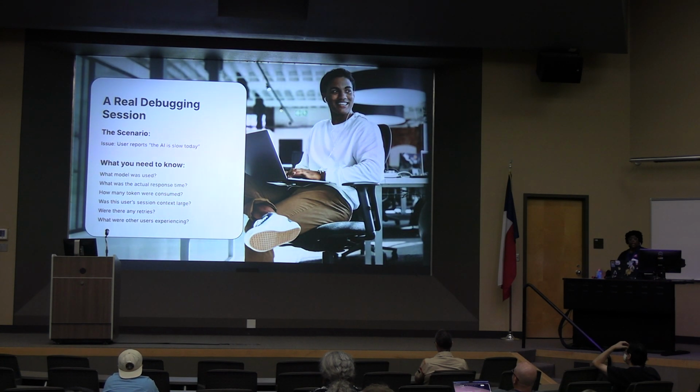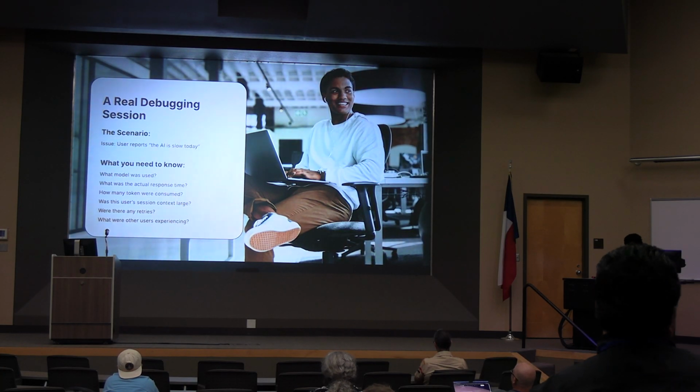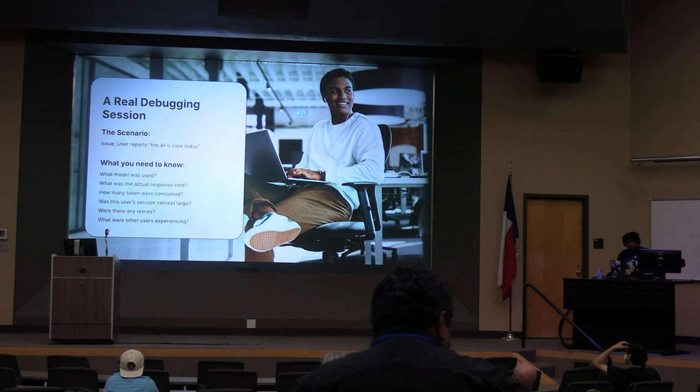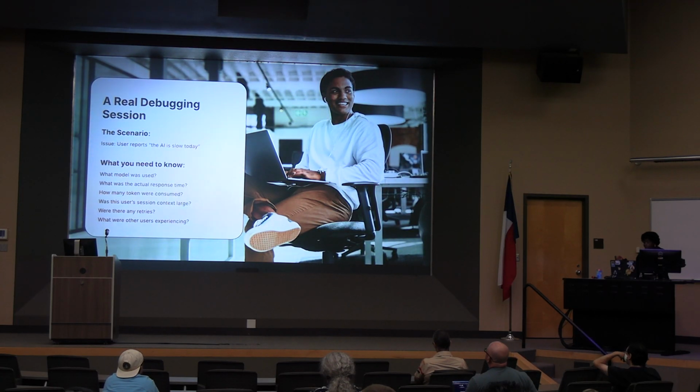Imagine it's Tuesday afternoon. You get a Slack message: "Hey, the AI feels slow today." Okay, great. So you need to figure it out. Is it actually slow for everyone? Which model? Why? What model was used? What was the actual response time? How many tokens were consumed? Was this user session context large? Were there any retries? What were other users experiencing?